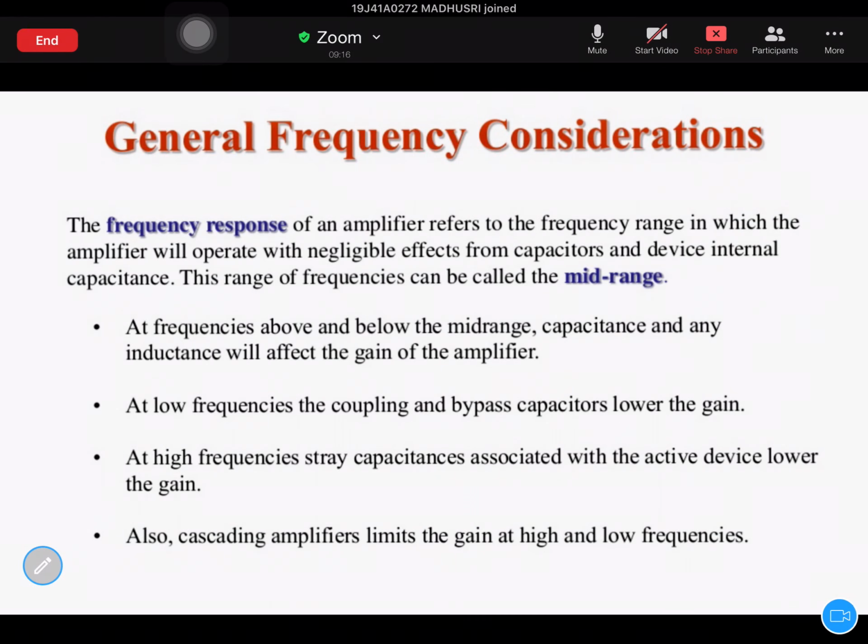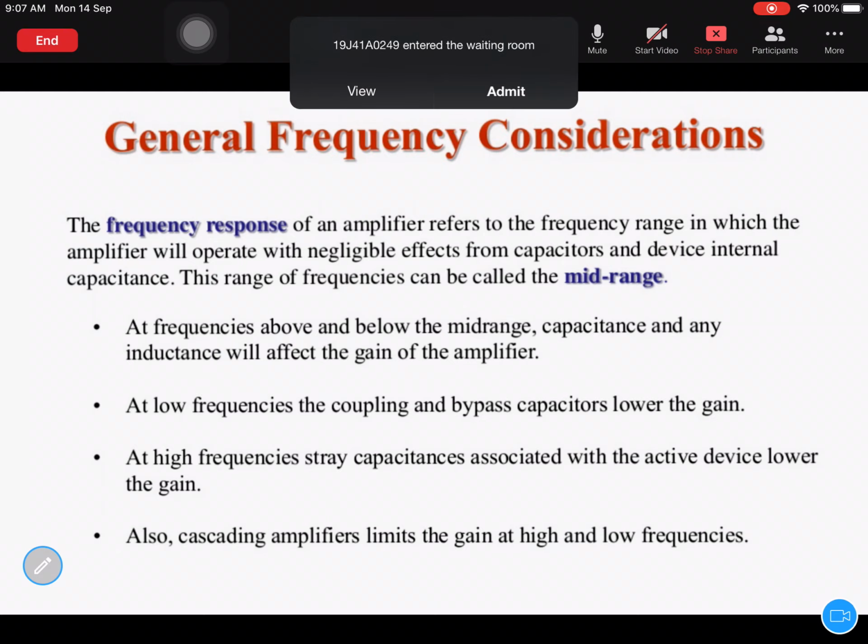So today we will deal with the low frequency response of the CE amplifier, the common emitter amplifier. Different types of configurations are CE, CB and CC in BJT. In that, first we will be dealing with the CE amplifier, which is the most widely used one, because it has both voltage gain and current gain advantages. It can provide both voltage gain and current gain.